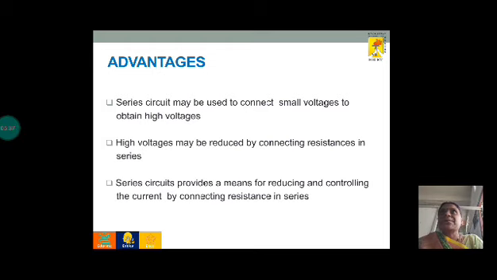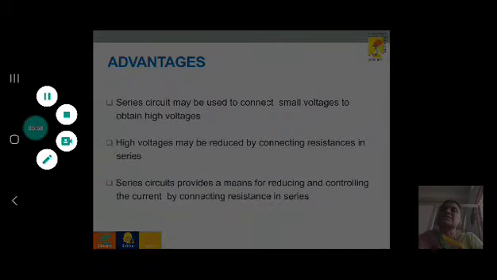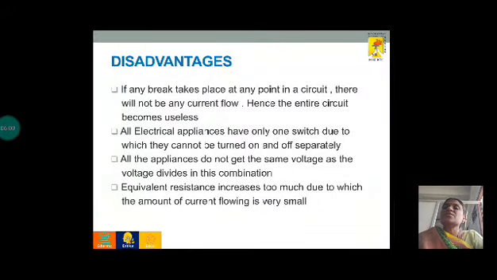and high voltages can be reduced by connecting resistance in series with the circuits. Also, series circuits provide reduced and controlled currents by connecting resistance in series. A disadvantage of this series circuit is that if a break takes place at any point in the circuit, the current will not flow to the rest of the circuit, so the entire circuit becomes useless.